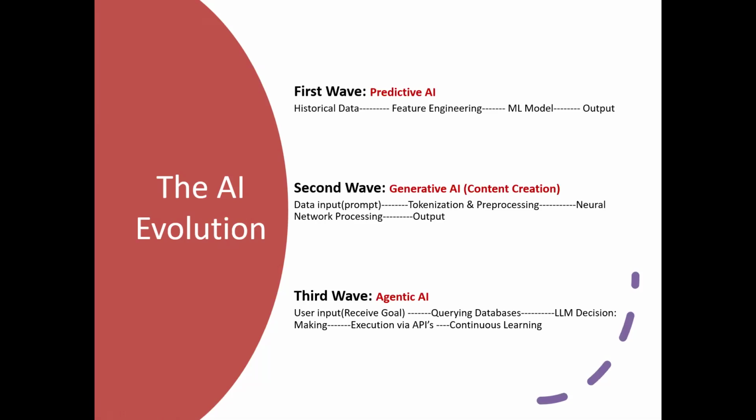So another example is a travel booking agent. You say, book me the cheapest flight from Delhi to Paris next week, and a four-star hotel near the Eiffel Tower. The AI searches through flight APIs, compares hotel databases, makes the booking, confirms with you, and sends the tickets.